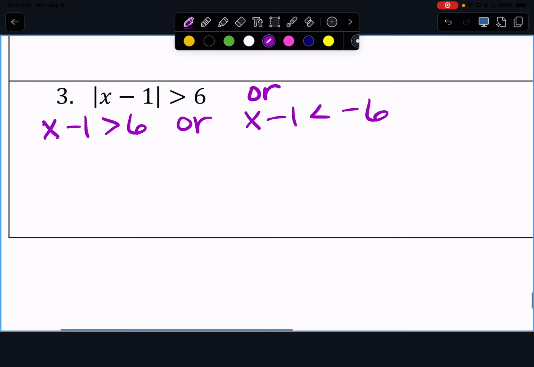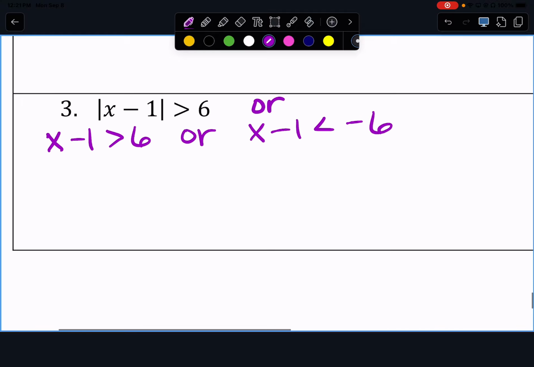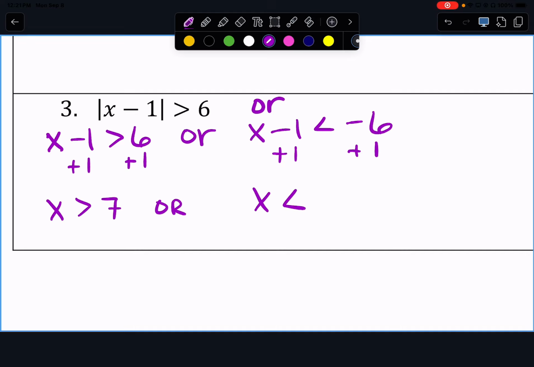And now how would I solve those? What is 6 plus 1? So x is greater than 7. Or, what is negative 6 plus 1? Negative 5. Negative 5, because it's adding 1.